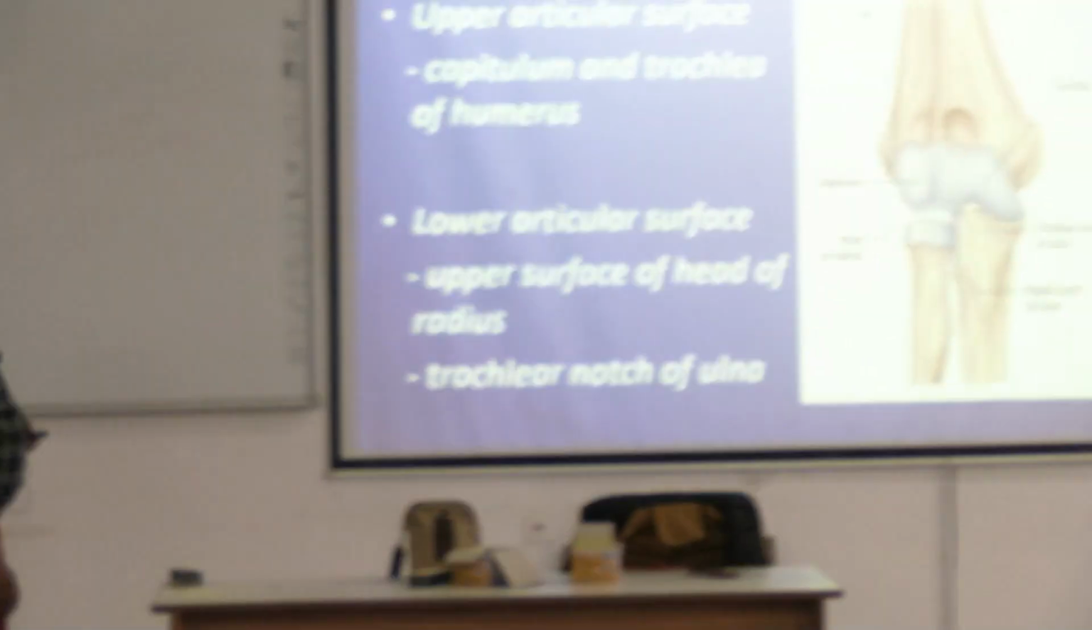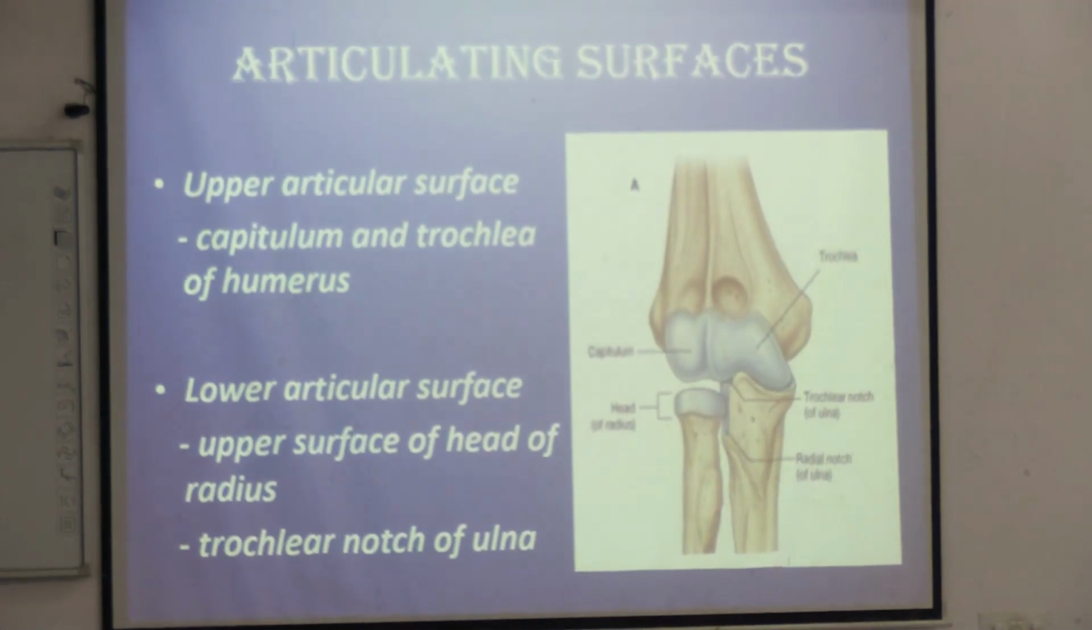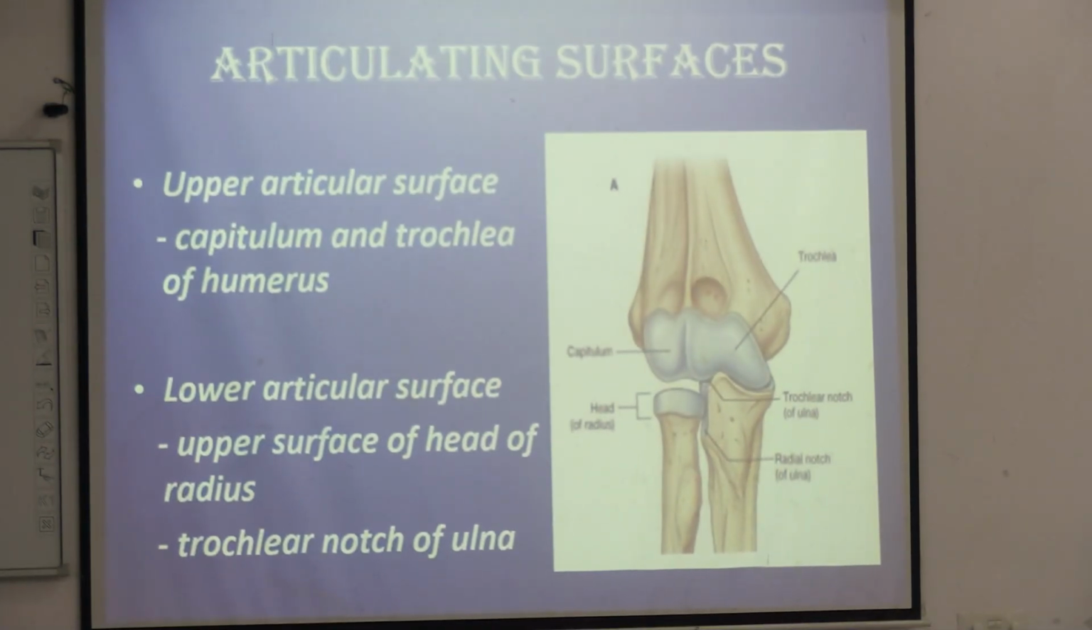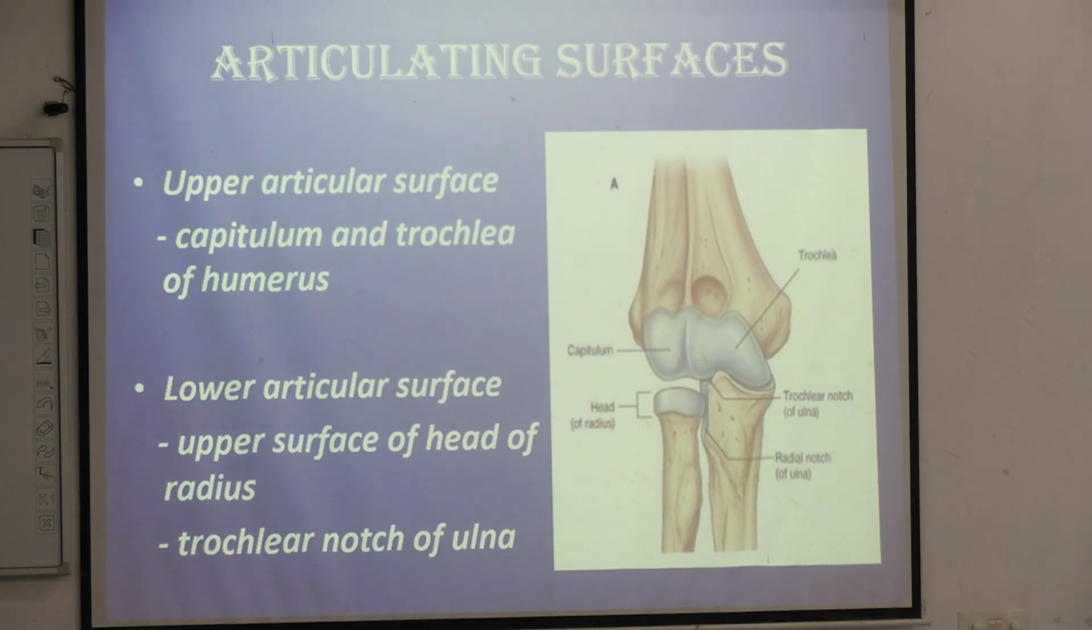Now, I would say, now articulating surfaces. So, it's a basic concept, if you develop it, then you know the articulating. One bone articulates with the other, that is the upper articular surface, capitulum and trochlea of the humerus, lower articular surface, upper surface of the head of the radius, and trochlear notch of the ulna.